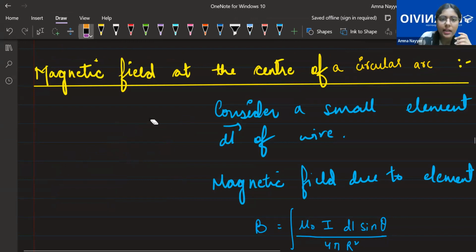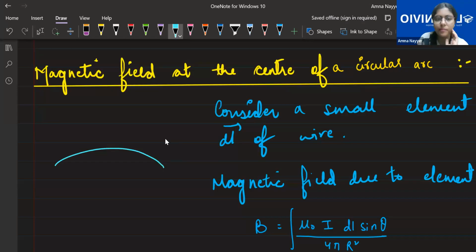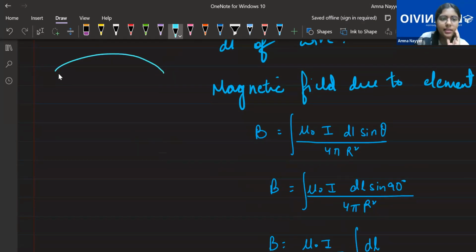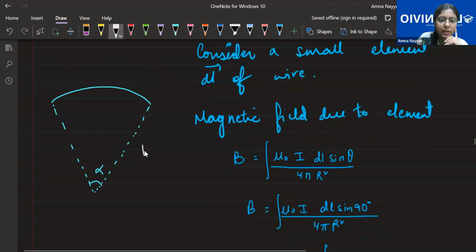See, circular arc means any arc. Now, this is a part of a circle, okay? And this is subtending some angle. The angle that is taken in your NCERT book is alpha. And in the questions also, you will find that the alpha term is mentioned rather than theta or anything else. So alpha is the angle subtended by that.